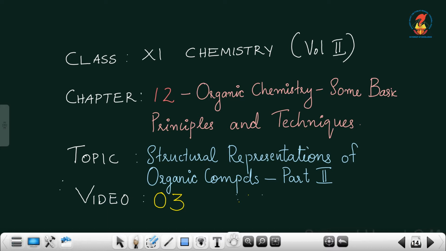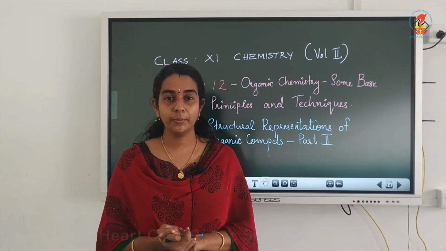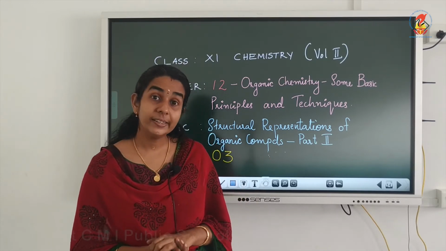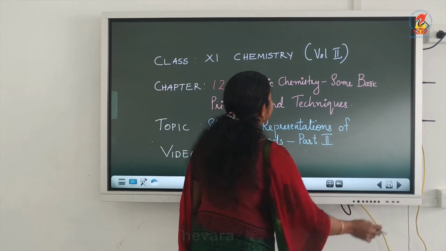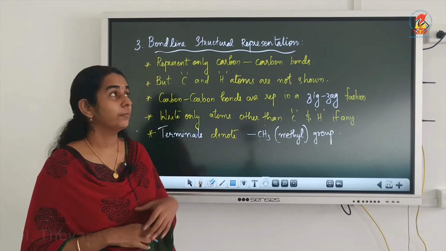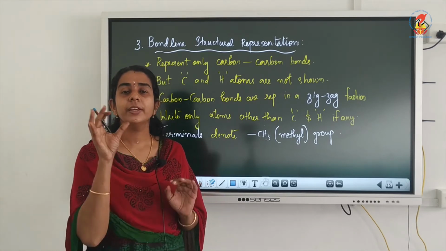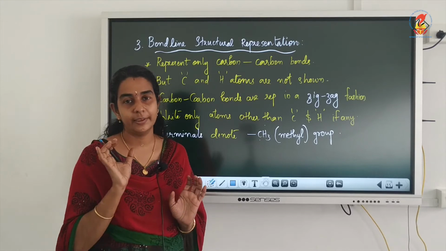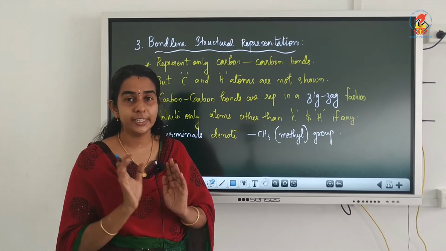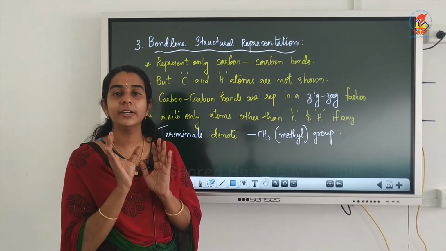Next we will see the next structural representation of an organic molecule. Two structural representations, or two different ways of representing the structure of an organic molecule, we already finished. Now the third way of representing an organic molecule is by using bond line representation. From the word itself it is clear, we are representing only the bonds present here. Bond line representation means we are representing only bonds as lines in the given molecule.